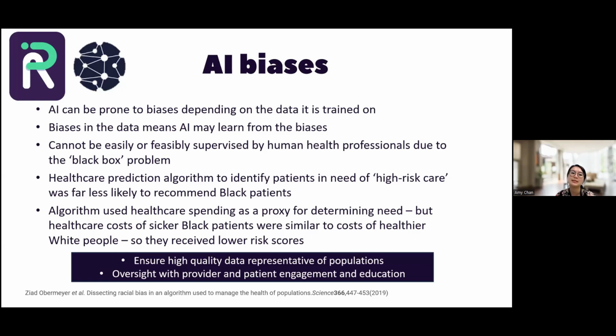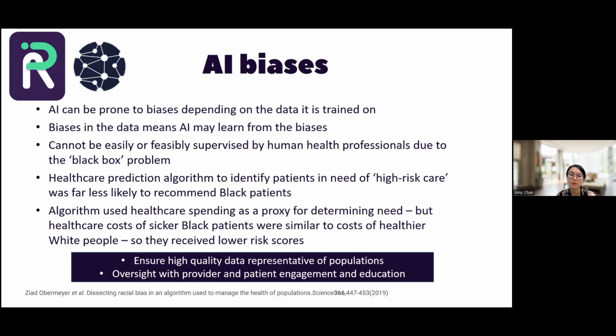So one classic example was around the claims, it was meant to identify and flag patients who needed more support, so needed high risk care. So patients who were flagged as high risk got more intensive support and care, which is a great system. Then a problem is, how do you flag who is high risk? So this healthcare prediction algorithm to identify patients in need of high risk care, they found in the end it was far less likely to recommend Black patients.